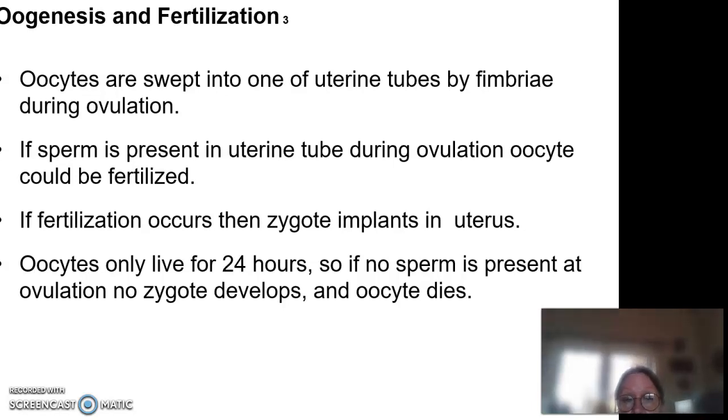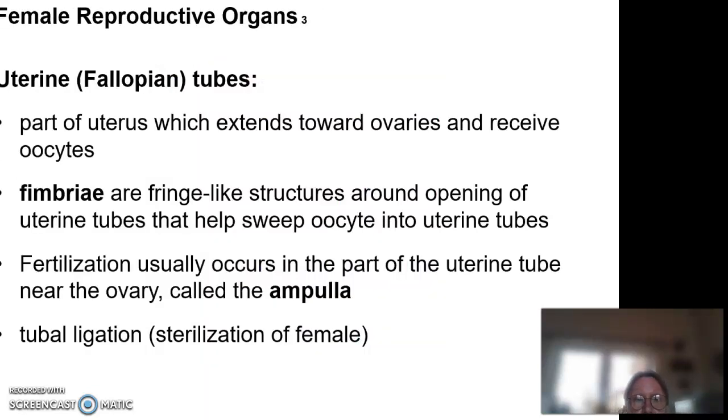If sperm are present in the uterine tube during ovulation, the egg could be fertilized. If fertilization occurs, then the zygote implants in the uterus, which means the egg implants in the uterus. Oocytes only live for 24 hours. If no sperm is present at ovulation, no zygote develops and the egg dies. And another process starts.